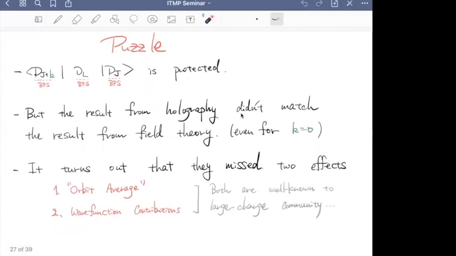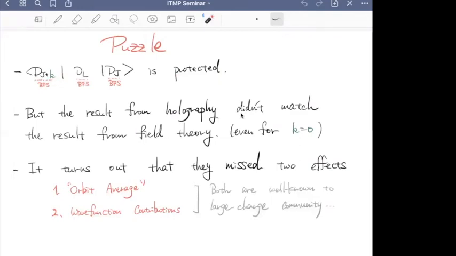So this was analyzed in the past, and they encountered one important problem, which is as follows. If you look at this 3-point function, from the N=4 superconformal symmetry, we know that it is protected, by which I mean it's independent of the coupling constant. So we should be able to directly compare the results of the field theory at weak coupling to the results computed from holography, which corresponds to strong coupling. However, what they found is that the result from holography didn't match the result from field theory, even for the simple case of k equals 0.